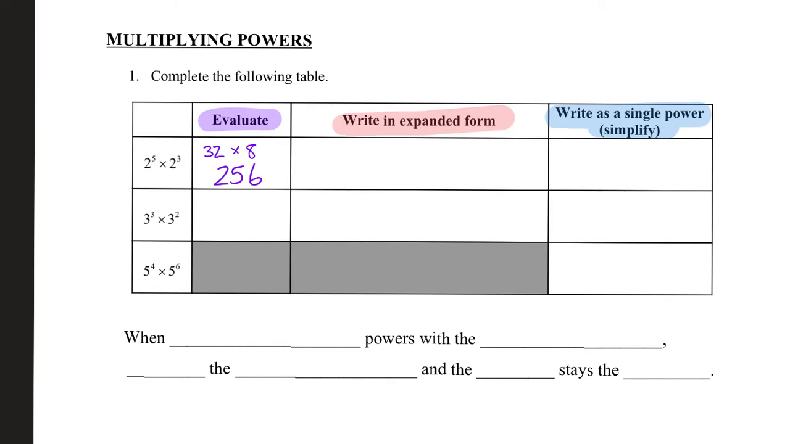Okay, now I go to the middle column. Write in expanded form. Okay, well, expanded means I write out my repeated multiplication. So I have my 2 to the 5th, which is going to be 5 2s separated by multiply, times now 3 2s separated by multiply.